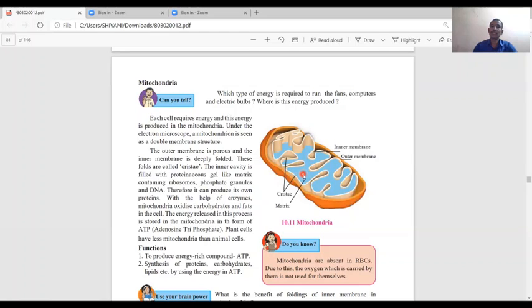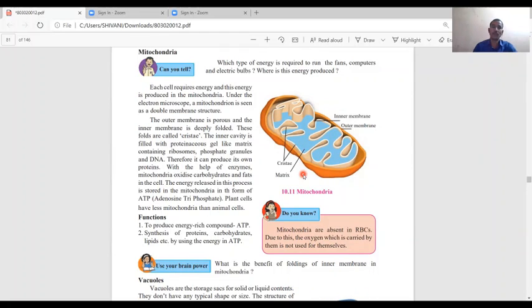Plant cells have fewer mitochondria than animal cells. Functions of mitochondria: to produce the energy-rich compound ATP, and synthesis of proteins, carbohydrates, and lipids by using the energy in ATP.